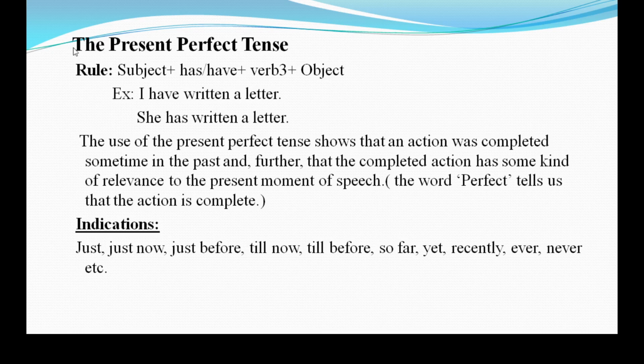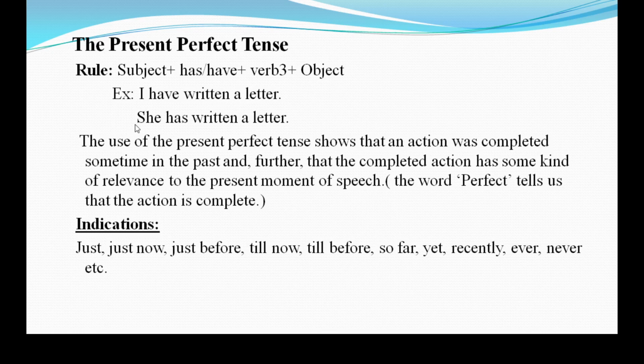Next, coming to the next tense, the present perfect tense. Here the rule is: subject plus has or have plus verb 3 plus object. For example, I have written a letter. Here, I is the subject, have is the present perfect form of the verb, and written is the main verb, which is V3 in condition. A is an article, letter is the object.